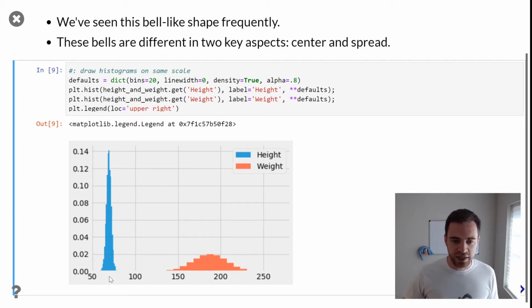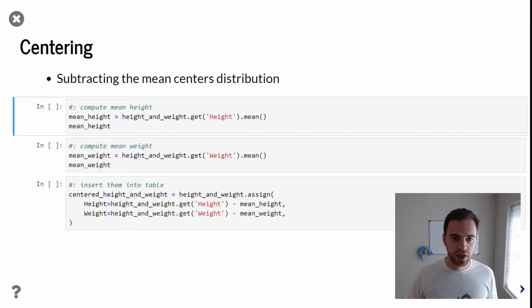If you think about this, I'm going to take all of the heights, and for every height in my data set, I'm going to subtract the average height. And what that's going to do is it's going to shift that blue histogram to 0, so that the center is at 0, and then I have some heights which are positive, some which are negative. So let's go ahead and do that.